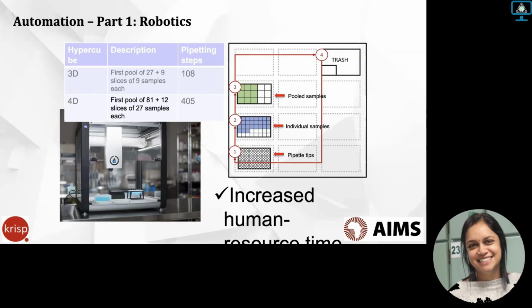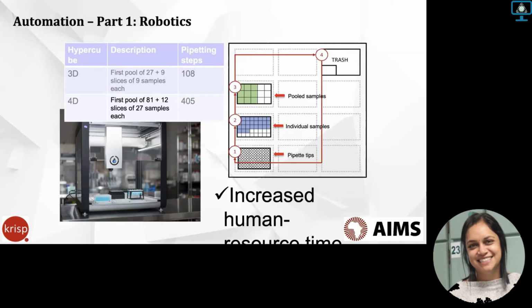So what we implemented at CRISP is the use of a liquid handling robot known as the OpenTrans 2. It costs about $5,000 and it enabled us to increase human resource time, which could be better allocated for data analysis or experimental setup. It also eliminated the possibility of human error, which, as you can imagine, can be quite high due to fatigue or distraction, for example.